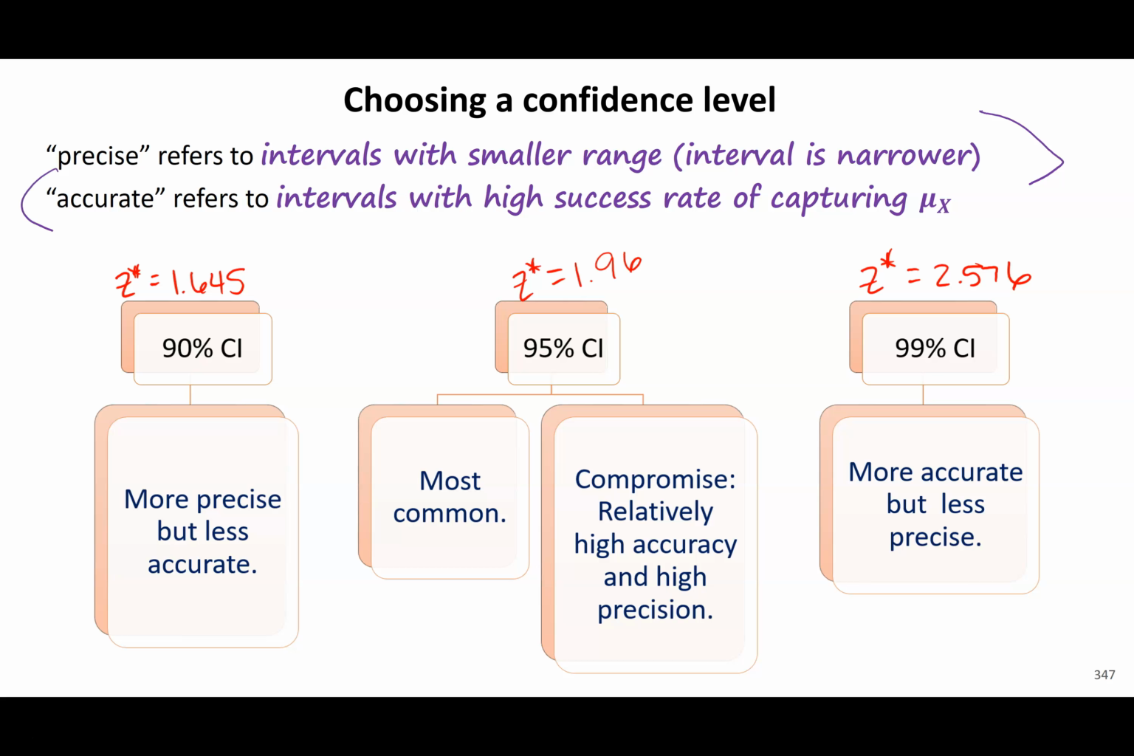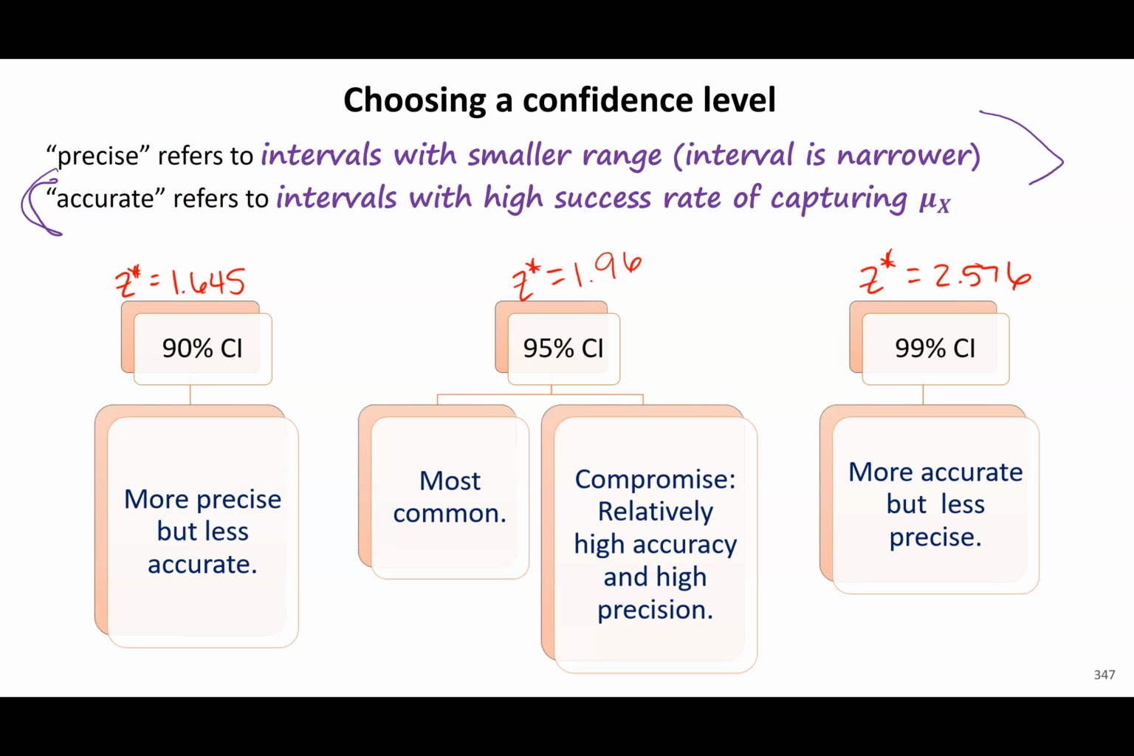And then accurate, this talks about we want to have a high success rate for capturing the true mean mu. So if I were to take lots of random samples and calculate whatever level of confidence, I want a really high rate that these confidence intervals actually have the real population mean in it.